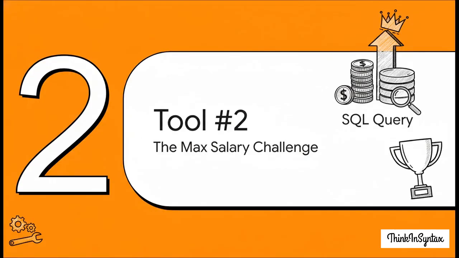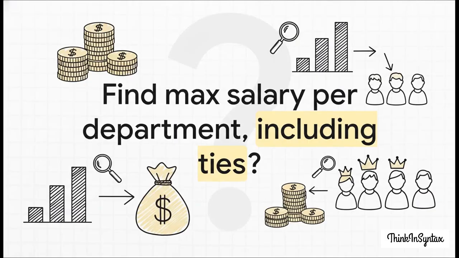All right, moving on to tool number 2. And this one tackles a classic SQL interview question that, I swear, trips up so many smart developers. It's the max salary challenge. So here's the problem statement. You need to find all employees who have the maximum salary in each department. And I want you to focus on that word, all. The real trick, the thing that makes this a challenge, is handling ties. What happens when 2 people are tied for that top spot?